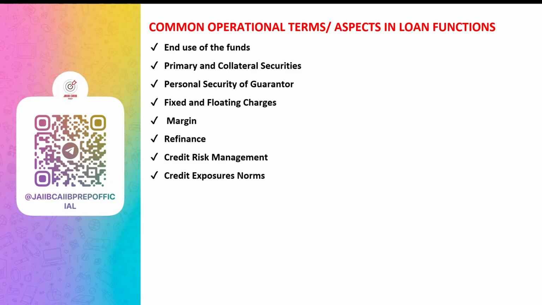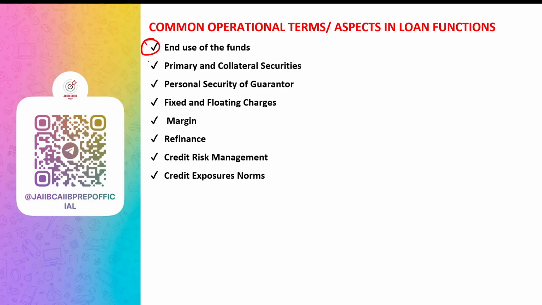Common operational terms. End use of funds. When a bank gives a loan, it must make sure that the money is used only for the specific purpose it is approved for. This is not just good practice, it's a part of the bank's duty to manage risk and follow RBI guidelines. So the bank monitors fund flow by checking invoices, conducting site visits, and verifying that withdrawals from the cash credit or overdraft account match the approved purpose.